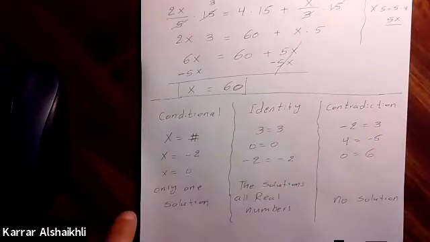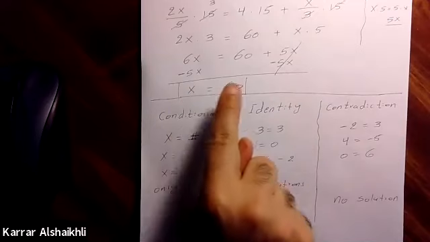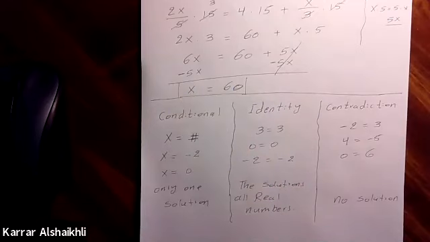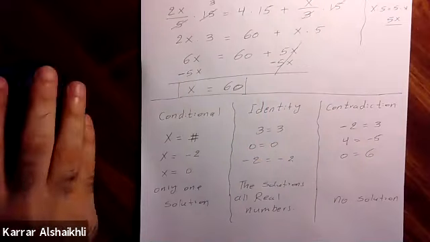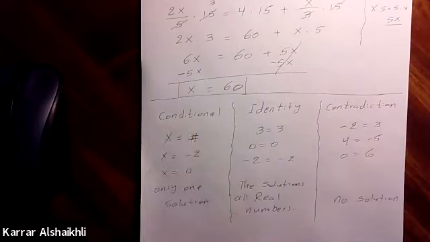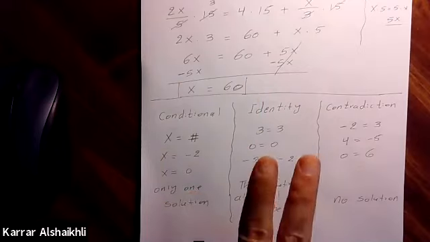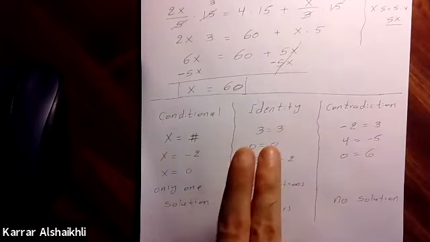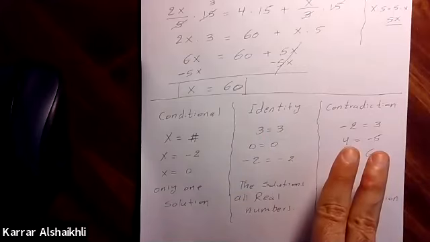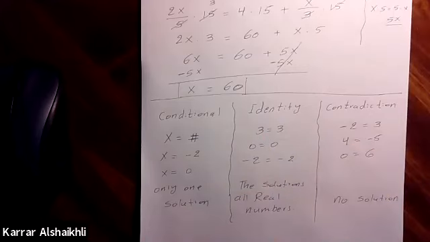Yes, I'm going to give you an example. For the first type, it's going to be exactly like this one. You see x equals a number. If you check all the previous examples, you will see x equals a number. That means this is a conditional equation, and we have only one solution because we have x equal a number. I'm going to give you an example of how it's going to be identity, and an example of how it's going to be contradiction.